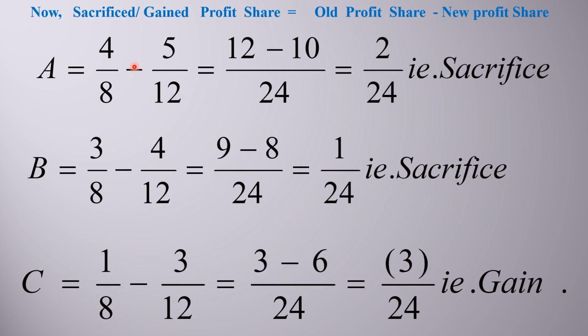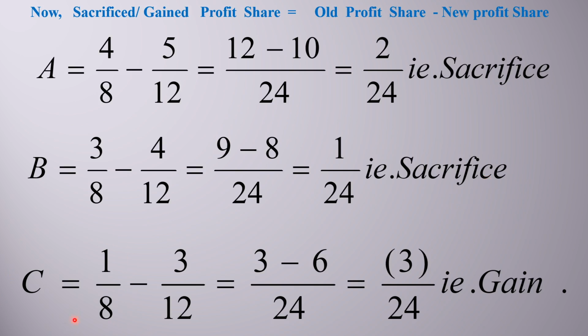Old 4 by 8 minus new 5 by 12. If you calculate here, it is coming positive 2 by 24. So it means A has sacrificed 2 by 24. B, in the same way, old minus new, it is coming 1 by 24. That is also positive, so B has also sacrificed. So the total sacrifice is 2 by 24 plus 1 by 24, it is coming 3 by 24.